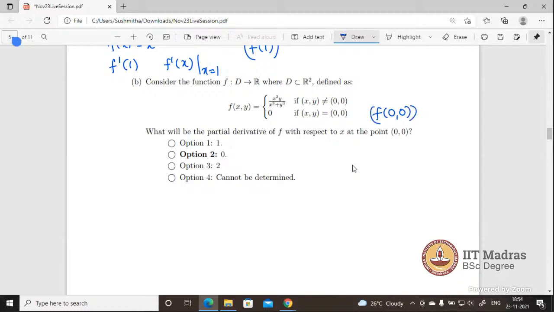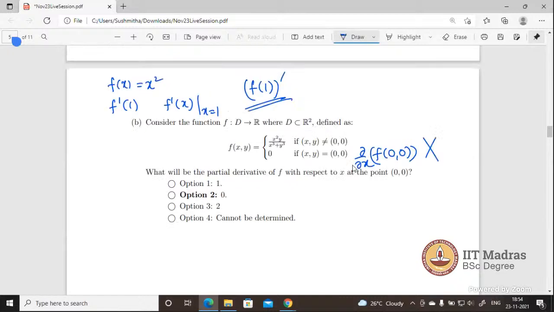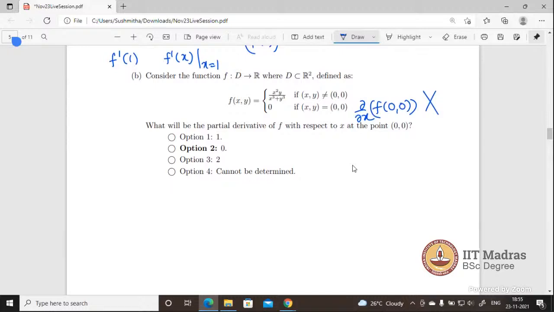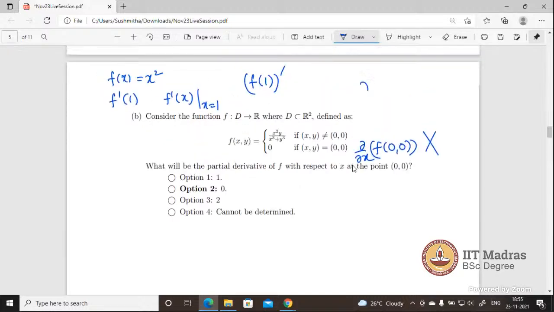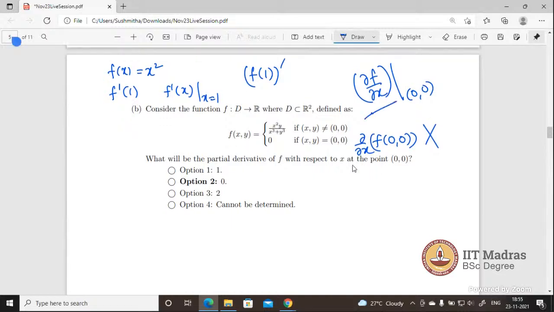0. It's not this, right? That's what I told here. Instead, what should I do? I need to find this and then evaluate it at (0, 0), right? Yes, ma'am. So I need to find this first.